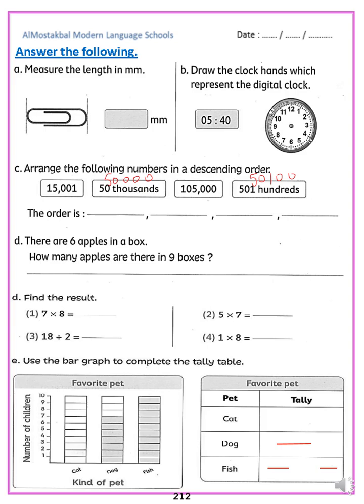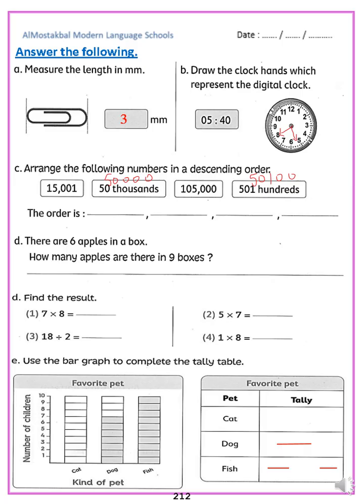Answer the following. Measure the length in millimeters. The length of the paperclip is 3 millimeters. The next question. Draw the clock hands which represent the digital clock. The short hand between 5 and 6, and the long hand points to 8.